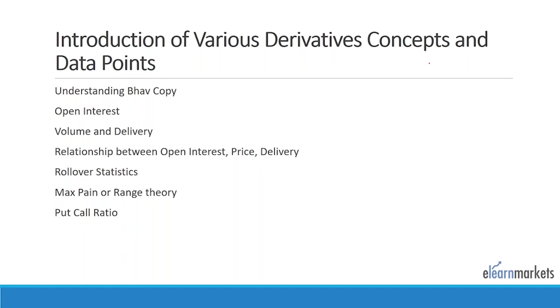So let's get along with the derivative data. You know, the most important data of the market is the Bhav copy. Can I ask you how many of you actually do a Bhav copy analysis at the end of the day?